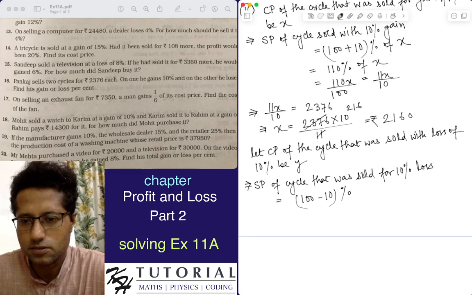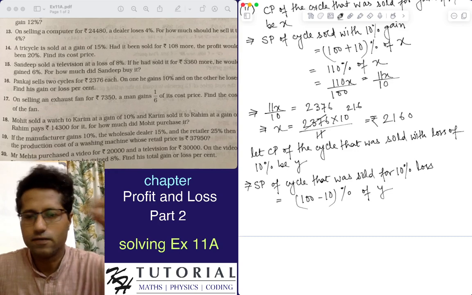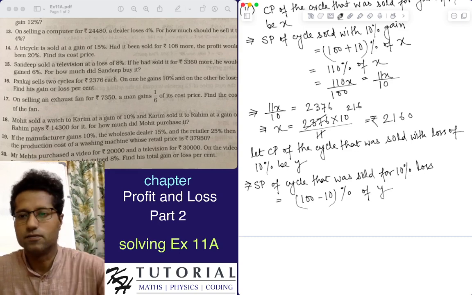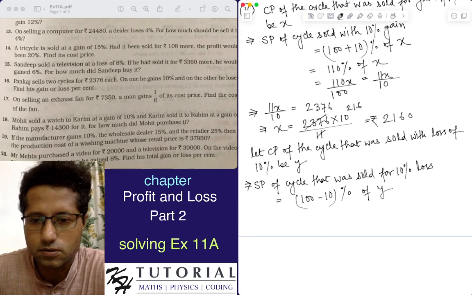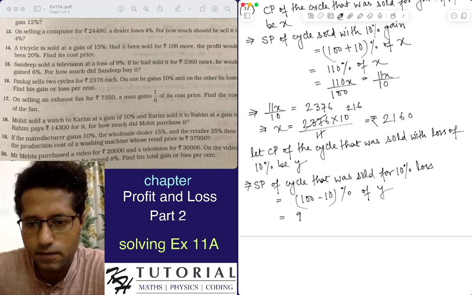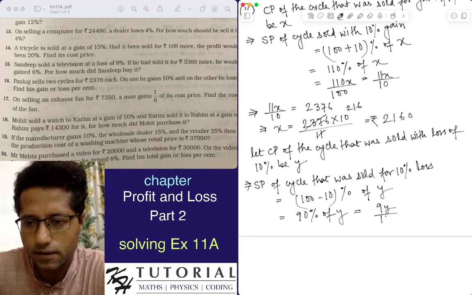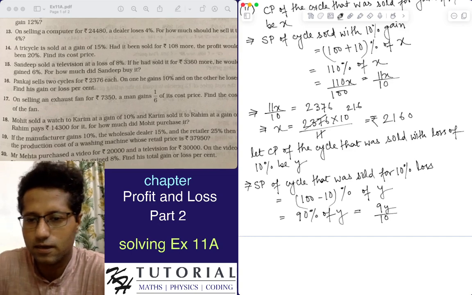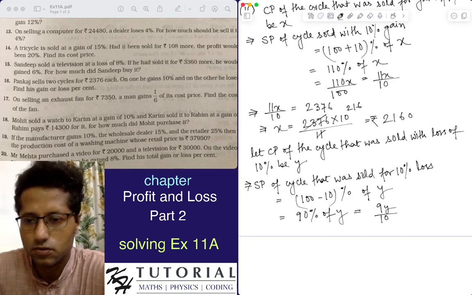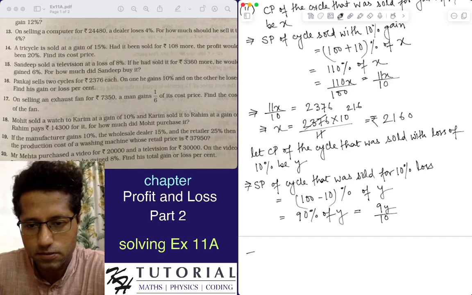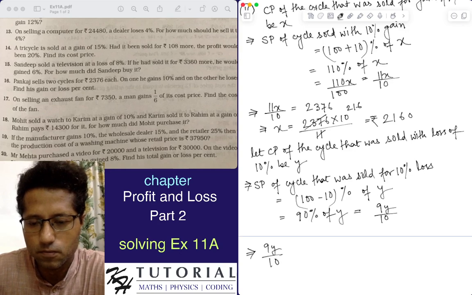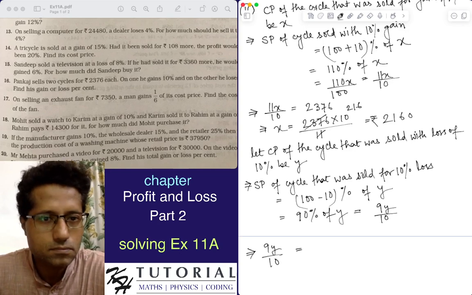So this is 100 minus 10% of Y, because Y we have assumed to be the cost price of the cycle that was sold with 10% loss. Now this is 90% of Y. This equals 9Y by 10, because 90% of Y means 90 by 100 into Y, which is equal to 9Y by 10. Now this implies this 9Y by 10 should also be equal to the selling price.